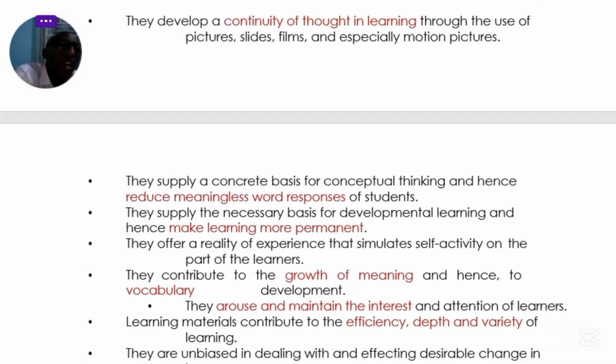At times, in Uganda, we give a lot of notes, and the children do not make meaning out of these many words. But when they see, when they hear, we reduce the meaningless words which the children cannot respond to or interpret. It has been proven that the use of learning materials makes learning permanent.